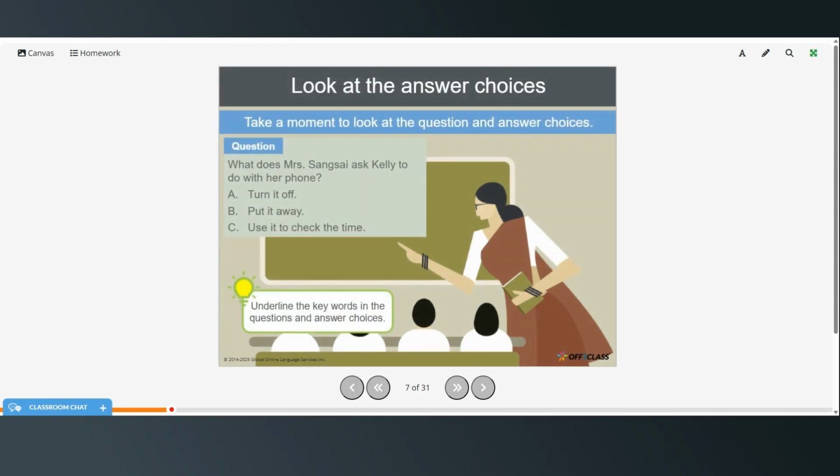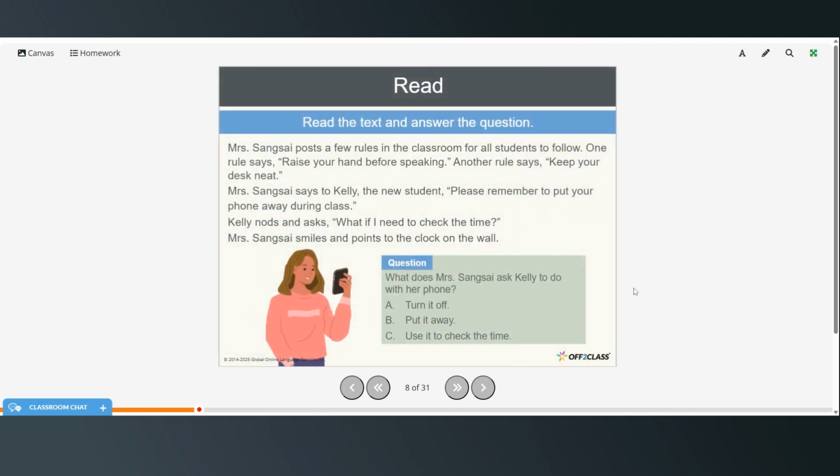So take a moment to look at the question and answer choices. And there's a tip here to underline the key words in the question and answer choices. All right, now you can pause the video and read this on your own, and then answer the question. And then when you're ready, restart and we'll continue.